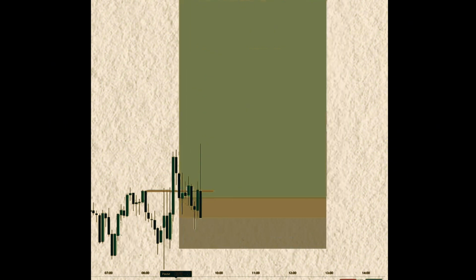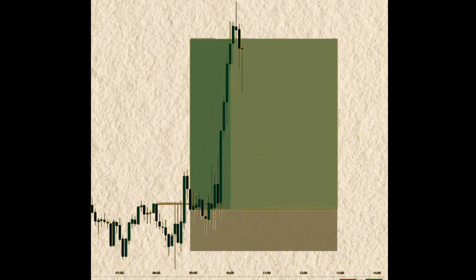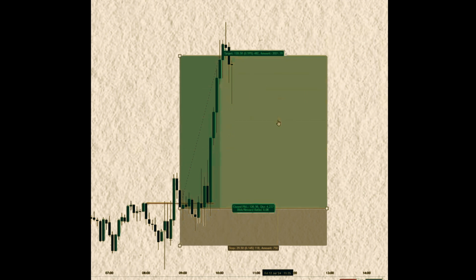And that's it. Now we wait for this trade to do its thing. And you can see within a few minutes, this take profit is taken out for a 5R.